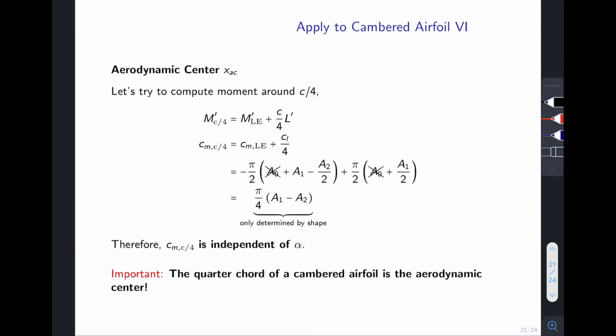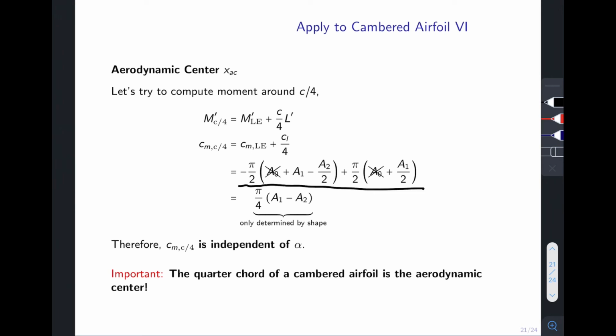Good. So how about the aerodynamic center? The definition of the aerodynamic center is that if I take a moment with respect to that point and change my angle of attack, my moment with respect to that point won't change. Now let's see how we can compute the aerodynamic center. Let's first compute the moment around C/4, because I think this will probably be easier. So let's compute the moment with respect to the quarter chord length.